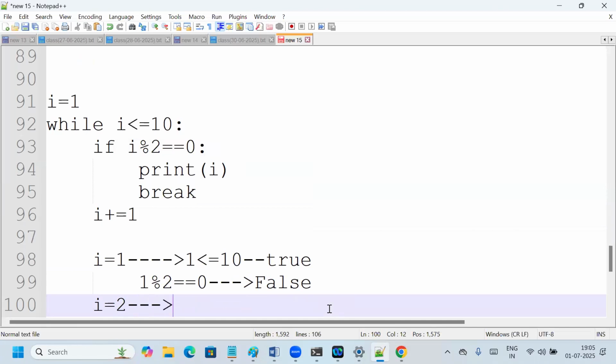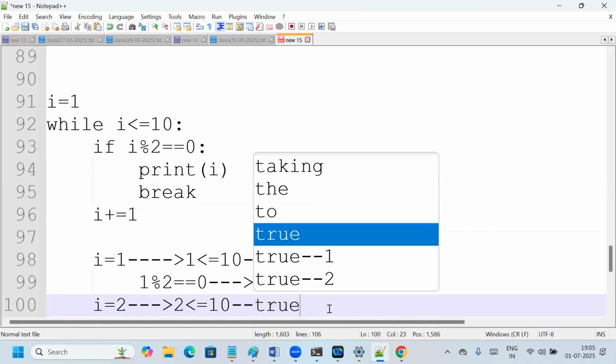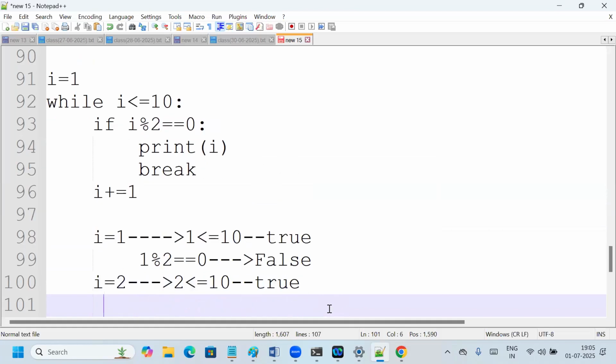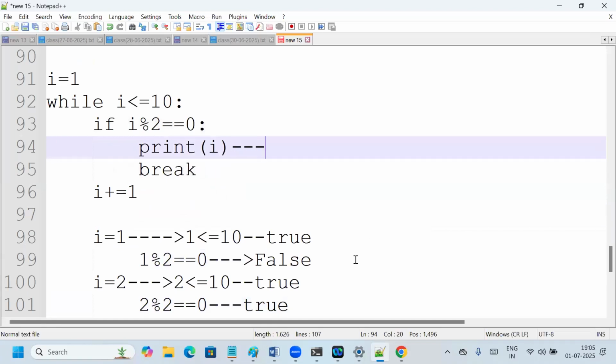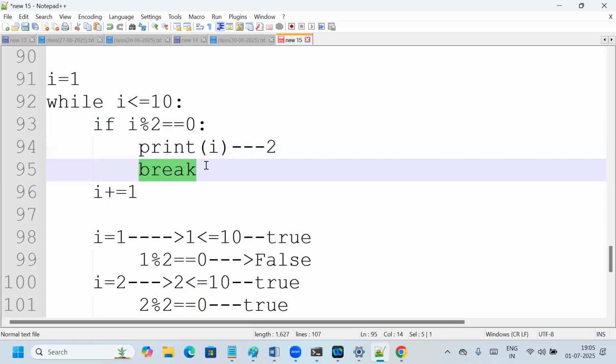What will happen now? 2 is less than or equals to 10. Current condition true, guys. Now again it will come here and check this condition: 2 mod 2 equals to 0. Condition is true. If this is true, what do you have to print, guys? You have to print 2. You will print 2 here. Once you print 2, guys, there is a break. Once the break is encountered, the cursor will come out of that particular block.